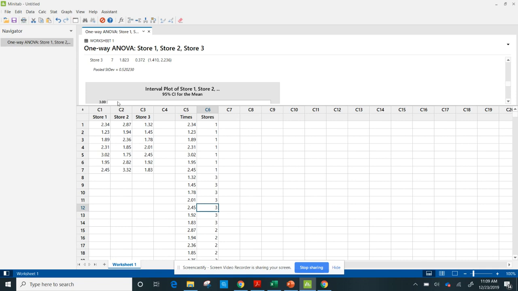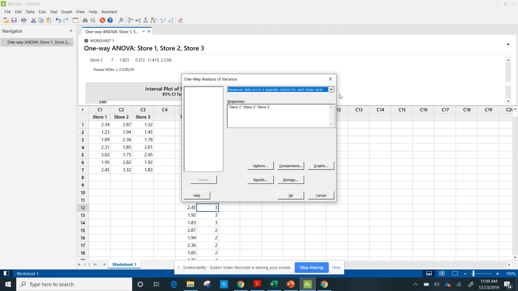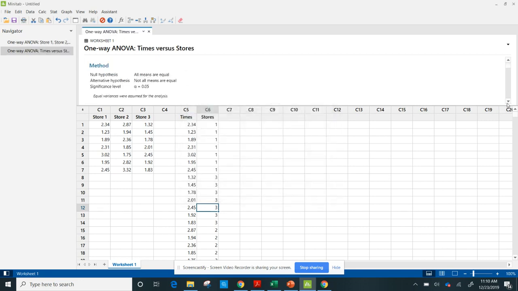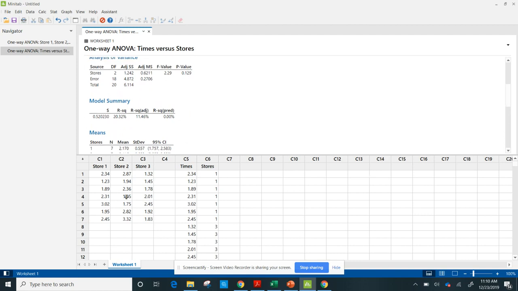We handle it pretty much the same. We go to Stat, ANOVA, One-Way ANOVA. I click on response data in one column for all the factors. The responses are the times and the factors are the categories. Again, I go to Options and then I hit OK. And I'm given the exact same thing. Nothing changed. It's all the same, and it should be because the data is all the same. But again, your data can be in two distinct ways.